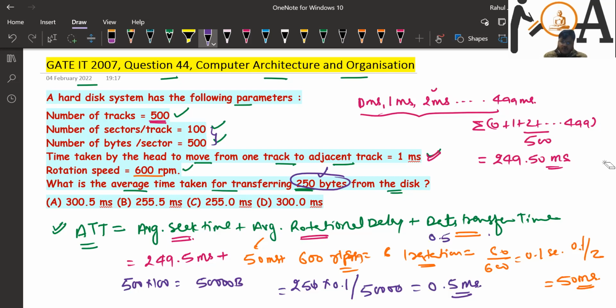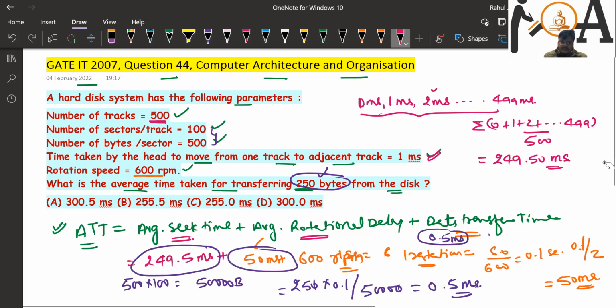So if you are going to finally add the data, that is 249.5, 50 millisecond, and this 0.5 millisecond, the answer is 300 milliseconds. Option D is the correct answer. 300 milliseconds is the correct answer. That is the average time taken for transferring 250 bytes in this scenario.